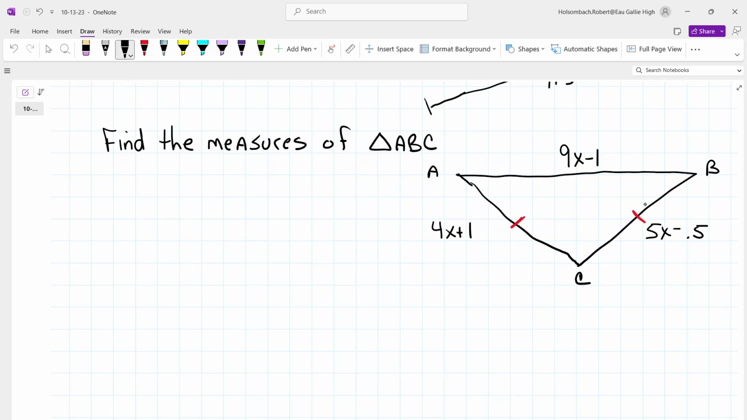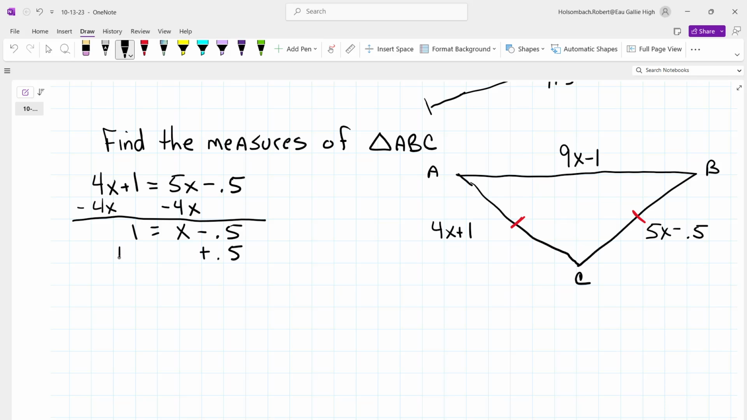So if you're told those two sides are congruent, and they are both represented by expressions, well then let's set the expressions equal to each other. So 4x plus 1 is equal to 5x minus 0.5. So we're going to subtract 4x from each side. And 1 is equal to x minus 0.5. And then we can add 0.5 to each side. And 1.5 is equal to x.